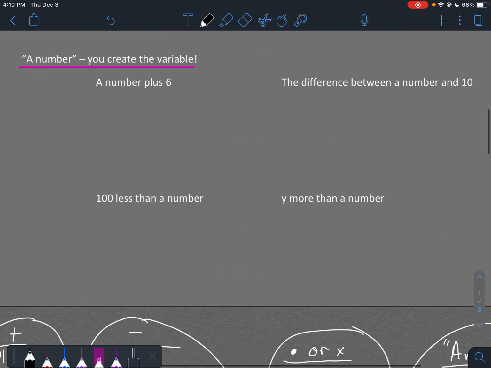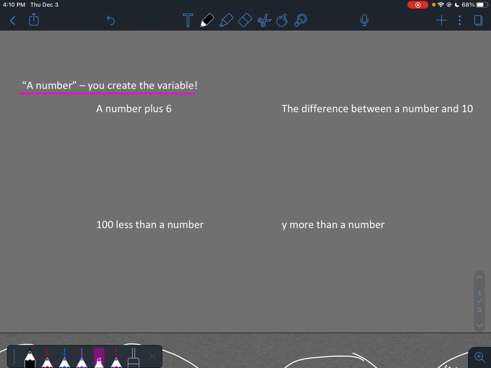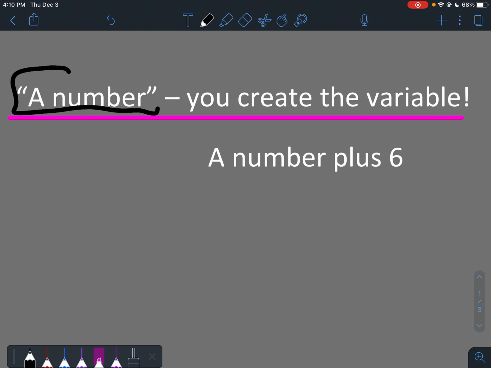Now, last piece of the puzzle here is anytime we see a number, you are going to create the number. You get to pick the variable. So you can pick whatever you want. Some popular ones are N or X. You could pick Y or Z. It's up to you. I would avoid S's.